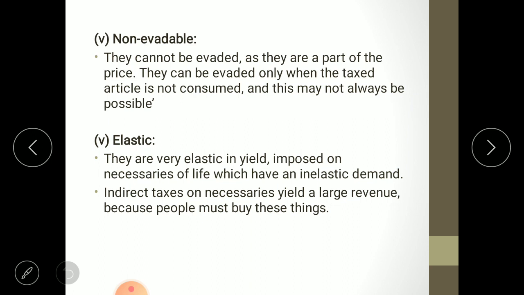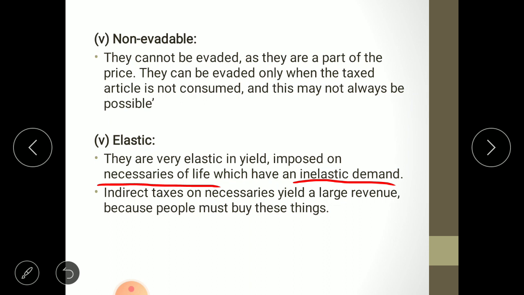Then the next one is elastic. They are very elastic in yield when imposed on necessaries of life, which have an inelastic demand. Indirect taxes are charged on each and every product, be it a necessary good or a luxurious good. If we talk about necessity goods, which are necessary for life, then the demand for that product is inelastic. What do you mean by inelastic demand? Inelastic demand simply means when price increases, demand will not reduce. According to the law of demand, when price increases, demand decreases. But for an inelastic product, if price increases, demand does not decrease.